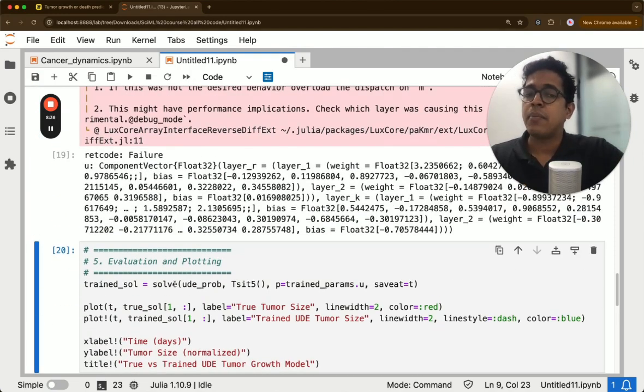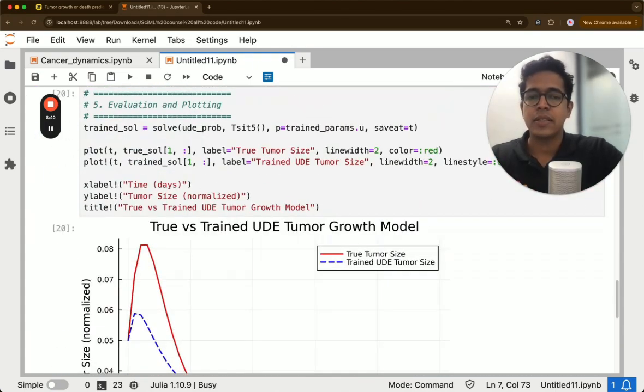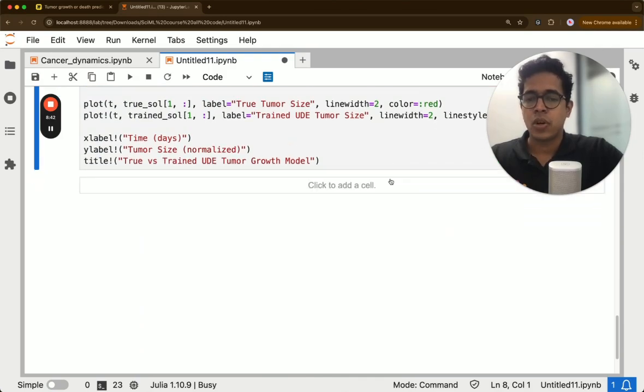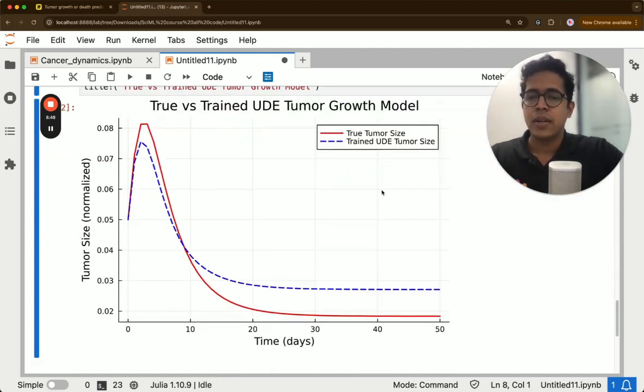Maybe it's because the number of iterations is very small. It's only 2. So let's keep it 5 and see what happens, right? The prediction improves or not. So this will take slightly more, maybe a few more seconds to execute. See, now the prediction has improved considerably, at least better than the previous case.